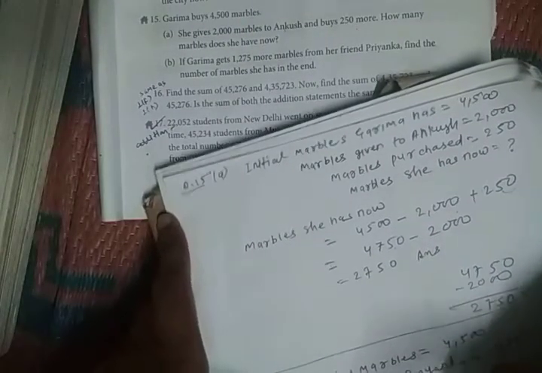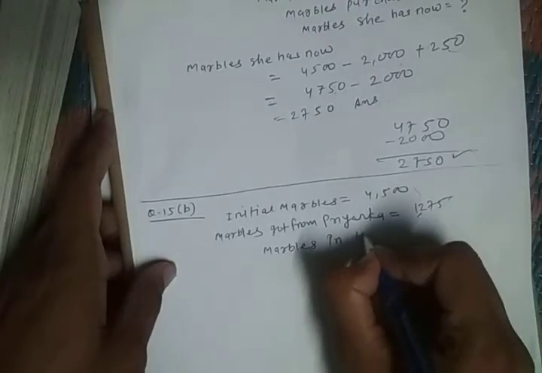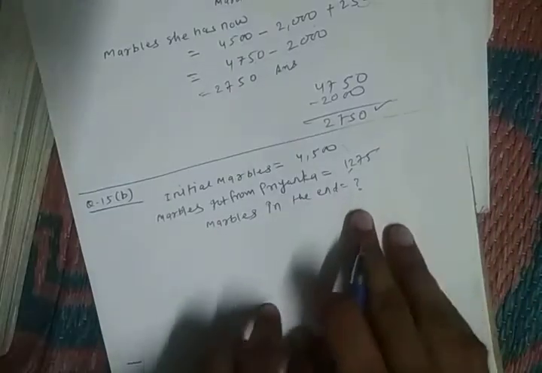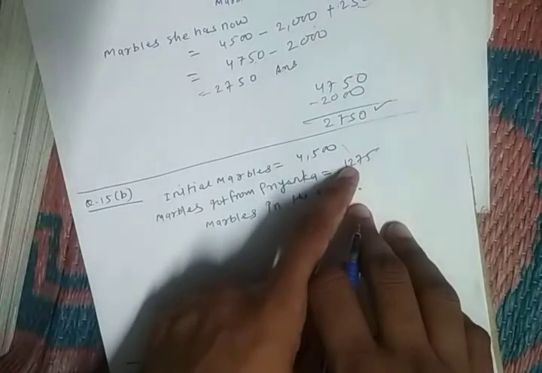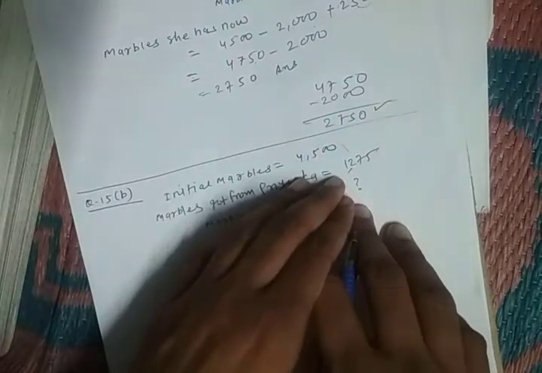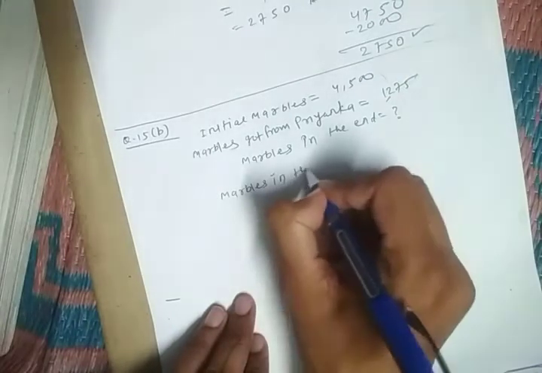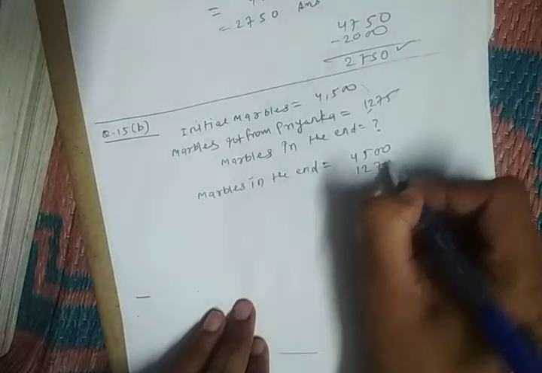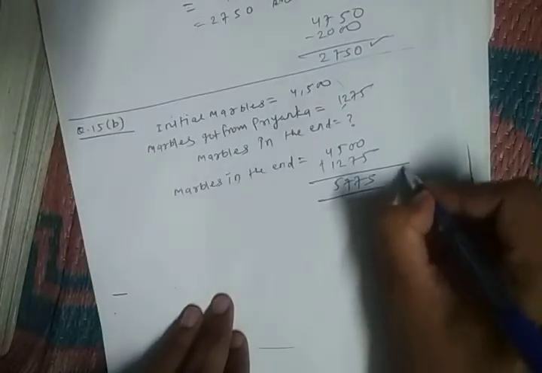How many marbles she got from Priyanka? 1,275. What we have to find? We have to find marbles in the end. So she has this much marbles in starting, and this she got again. So we'll just add these two numbers. We'll write here marbles in the end, and add these two numbers. Okay, so our answer is 5,775. This is our answer.